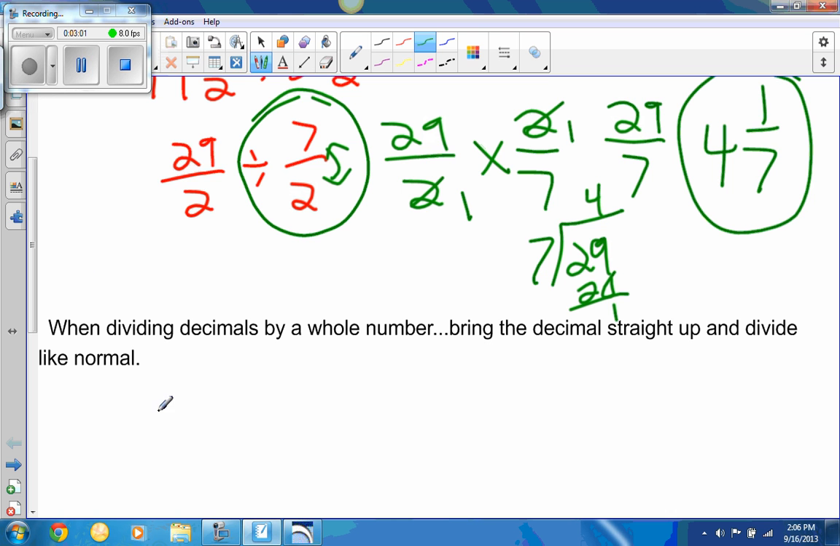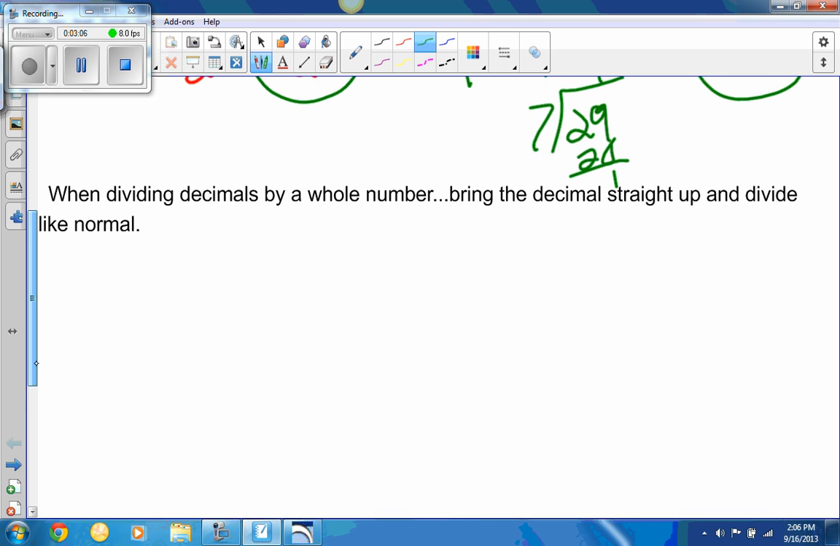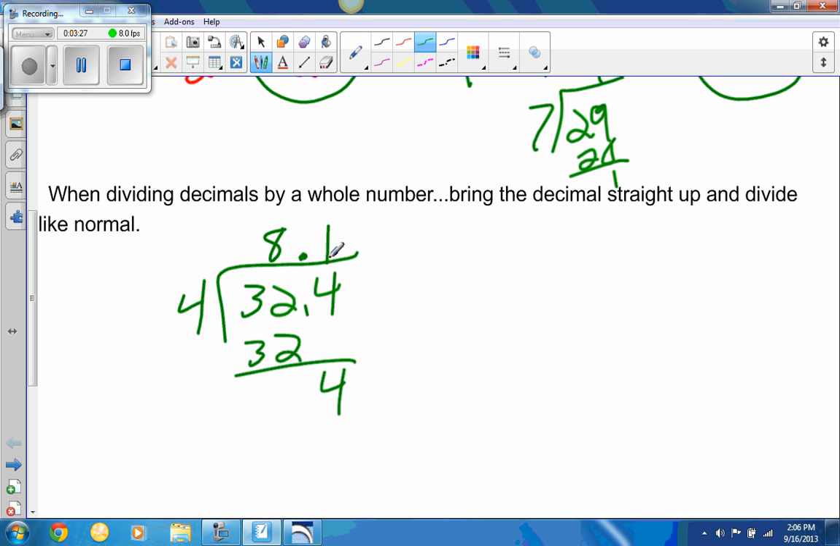Okay, then the next part, when dividing decimals by a whole number, bring the decimal straight up and divide like normal. So my example is, if I have 32.4 and I'm dividing it by a whole number 4, I'm just going to leave the decimal where it is, bring it straight up, and go ahead and divide like normal. 4 goes into 32 8 times. Bring the 4 down, 4 goes into 4 once, and there is no remainder, so I am done. My answer is 8.1.